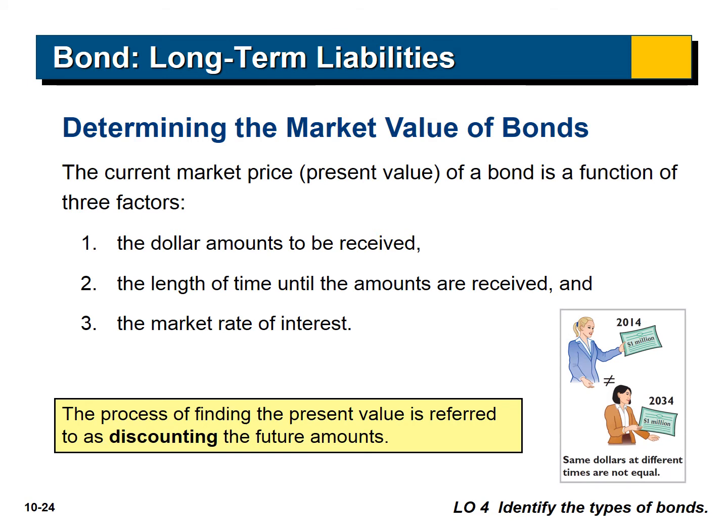How do you figure out how much the bond is worth? It's a function of three factors. The dollar amount to be received, which is like the face value; the length of time until the amounts are received, which is the term, is it 5 years, 10 years; and the market rate of interest, that is, what other similar bonds are paying out in the market. The process of finding the present value is referred to as discounting the future amounts.